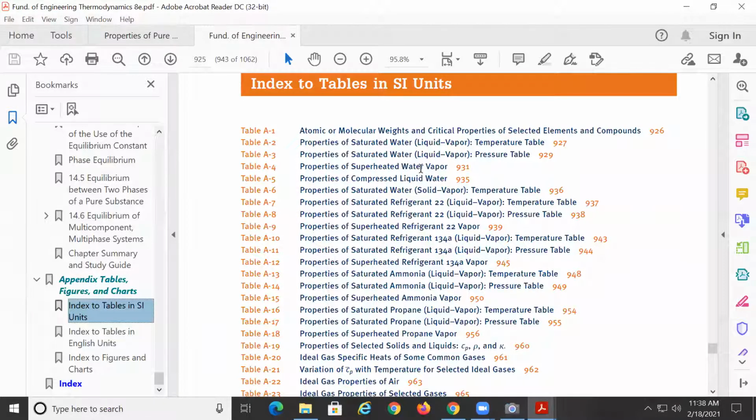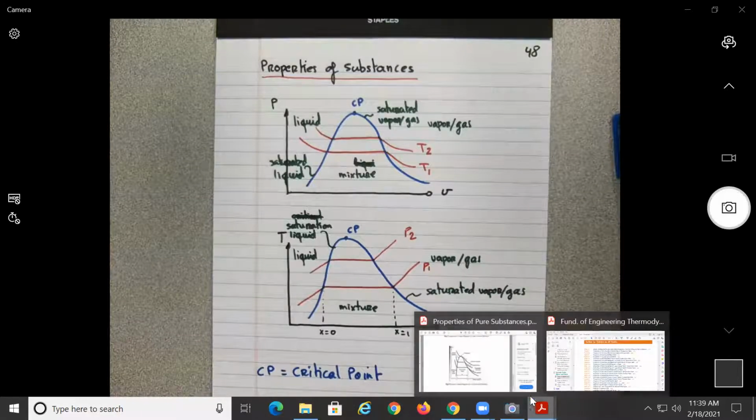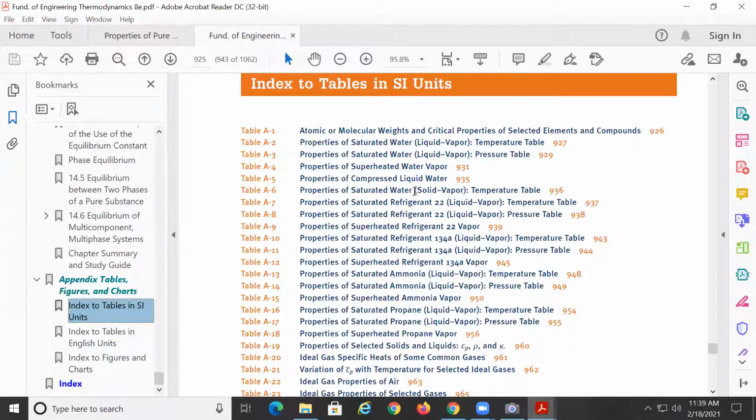Then you have tables of what? Superheated water vapor. Okay? All right? So superheated water vapor will be, if your state is over here, you need to go to those tables. Okay? And if you are to this side, what tables do you need to go? To the compressed liquid. All right?